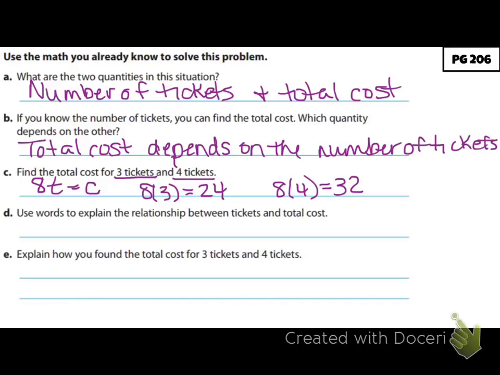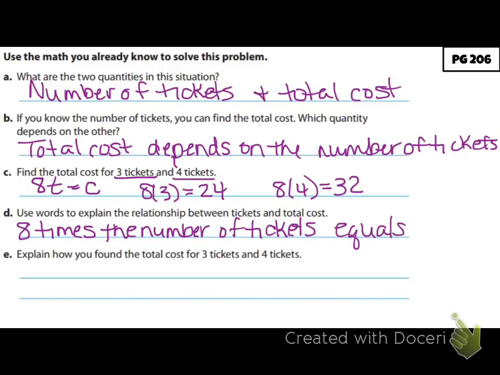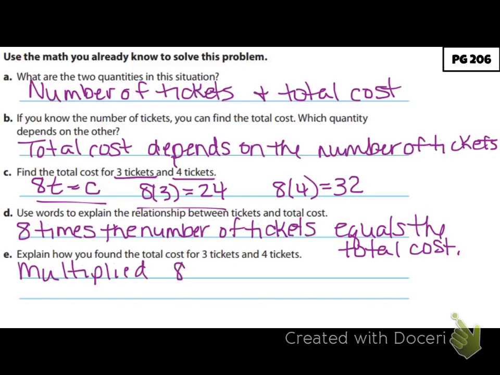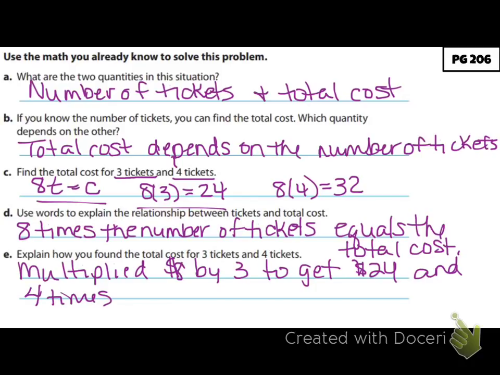So D says, use words to explain the relationship between tickets and the total cost. So we would say 8 times, because we have to multiply 8 times the number of tickets, equals the total cost. And the last one says, explain how you found the total cost for 3 tickets and 4 tickets. So we just go back up here and tell what we did right here. Okay, so we multiplied $8 by 3 to get $24, and 4 times $8 to get $32.